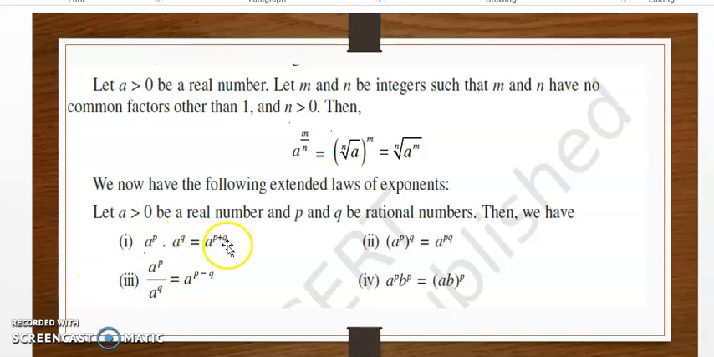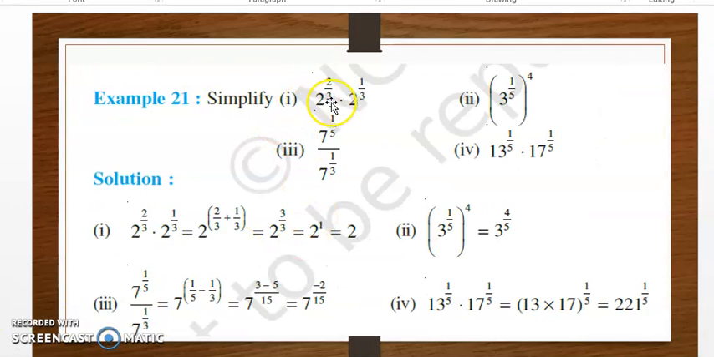Okay, so we saw the properties of adding powers and subtracting powers, and these properties we saw for natural numbers. All these 4 properties are also true for rational numbers. For example, 2 to the power 2 by 3 into 2 to the power 1 by 3. They have the same base. So what do we do while multiplying? We add the powers. So 2 by 3 plus 1 by 3 is 3 by 3, which is 1. So 2 to the power 1 is 2.